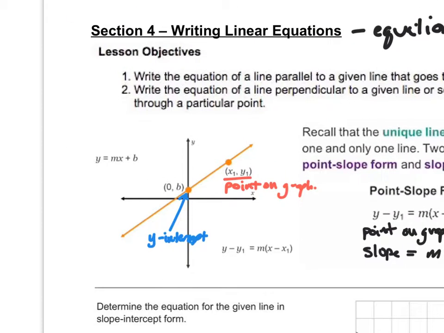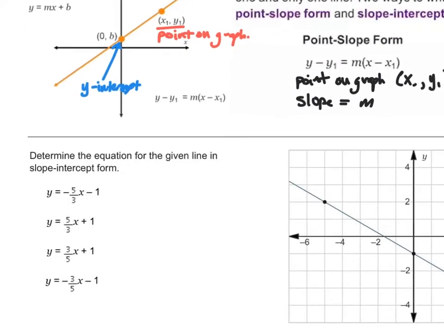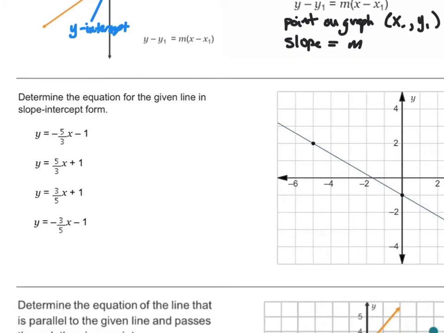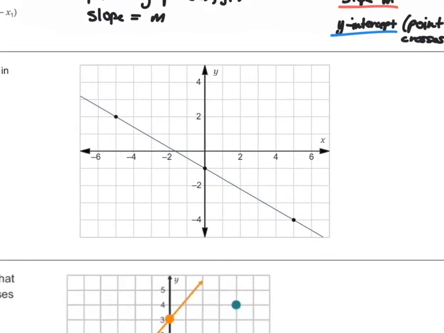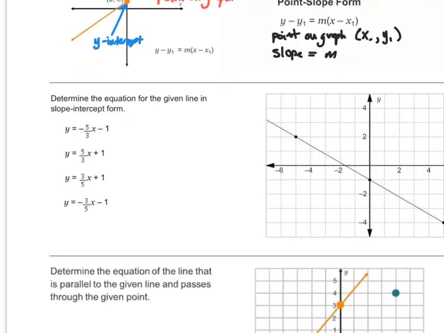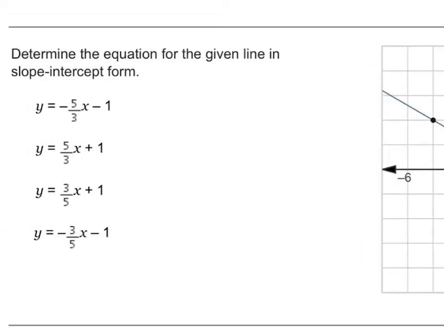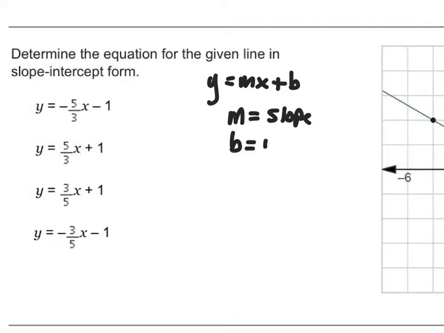So let's take a look at what we've got here. It says, given this graph, we want to determine the equation for the given line in slope-intercept form. I know that if I have an equation in slope-intercept form, then it's going to be of the form y equals mx plus b, where m is your slope and b is your y-intercept. So first let's calculate and figure out what m is. m is our slope.